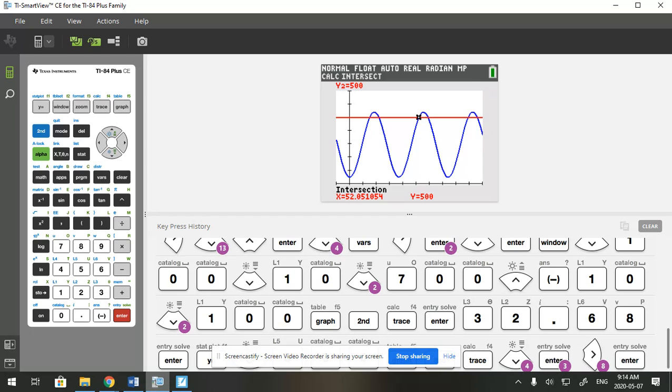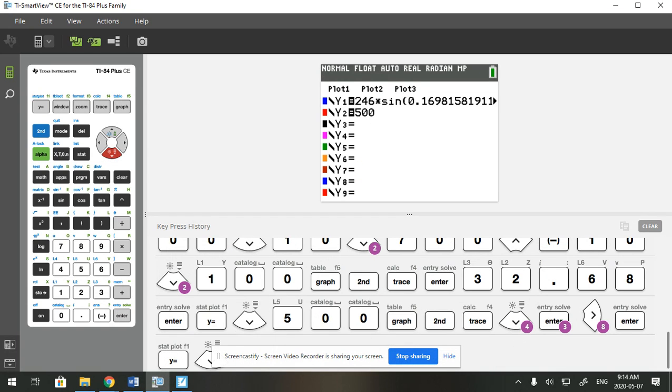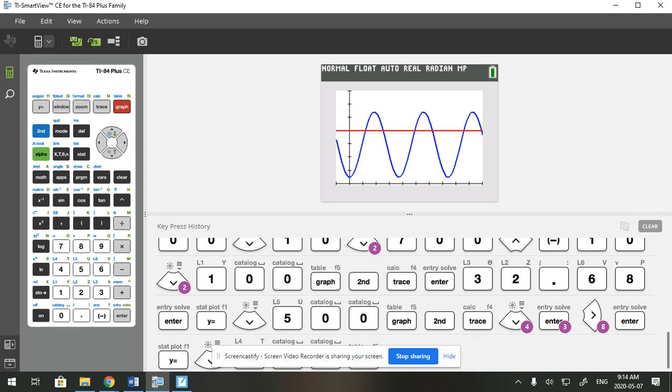Okay, so let's go into our calculator. You're going to go into y equals now. Instead, our y2 is going to be 400 this time. That's the height that his friend is at in the window. And now we know he goes through 2 full rotations.